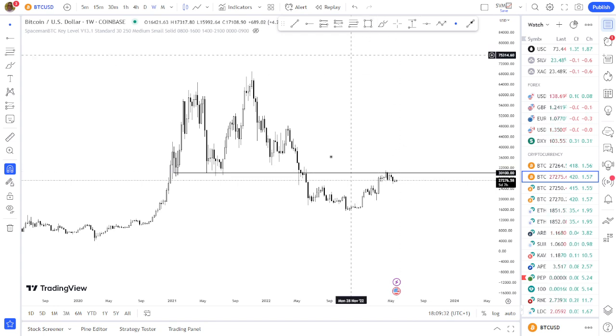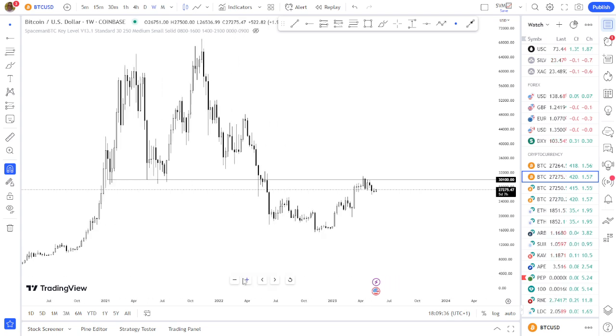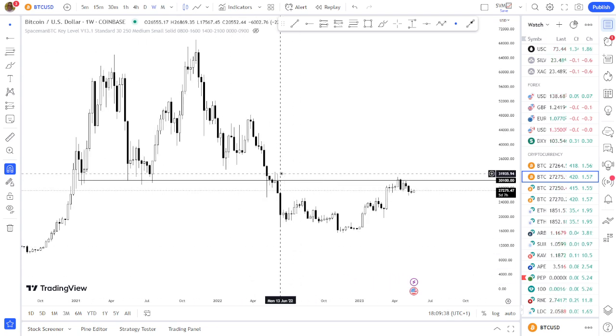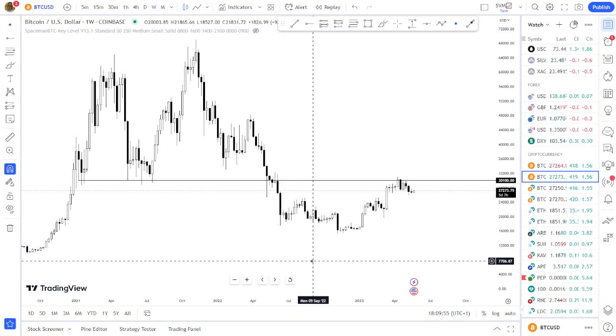And the second thing to look out for is this bearish order block. What a bearish order block means is the up candle before a series of down candles that broke market structure to the downside.